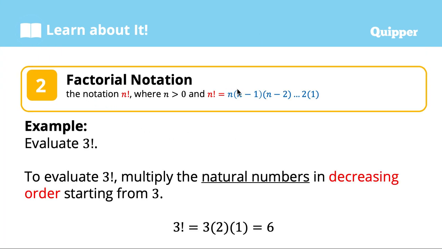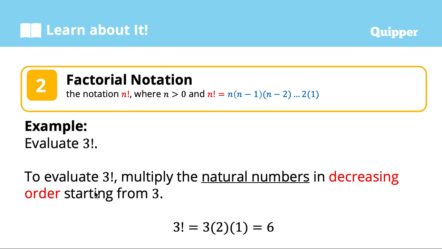Next is the factorial notation. The notation n factorial, where n is greater than 0, is equal to n times n minus 1 times n minus 2 up to 2 times 1. For example, evaluate 3 factorial.